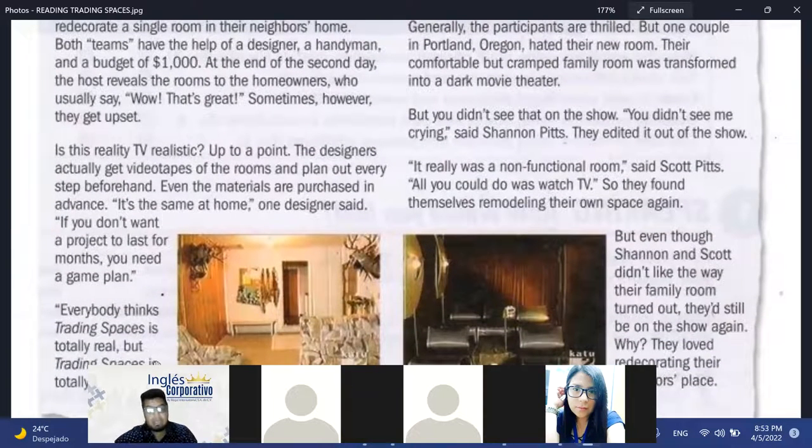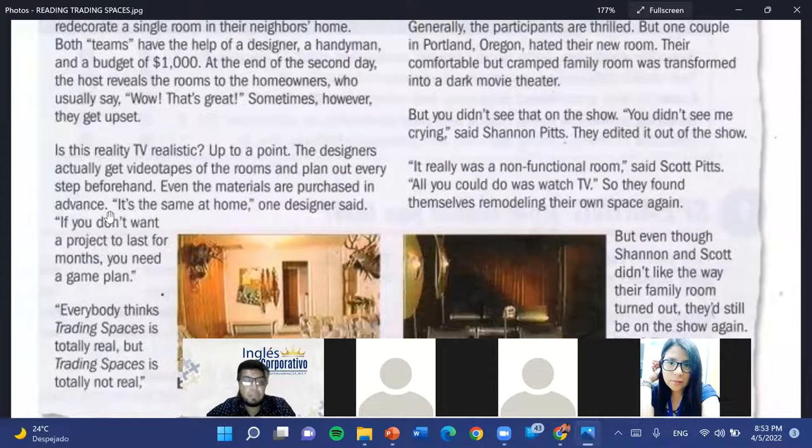That is something you have done beforehand. All right. Even the materials are purchased in advance. It's the same at home, one designer said. If you don't want a project to last for months, you need a game plan.